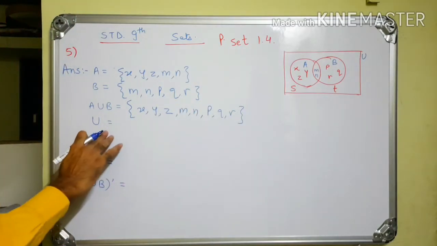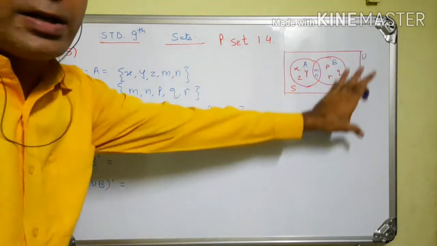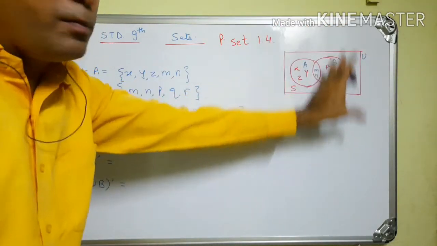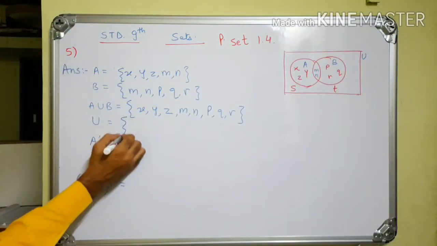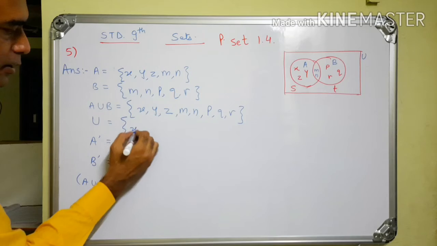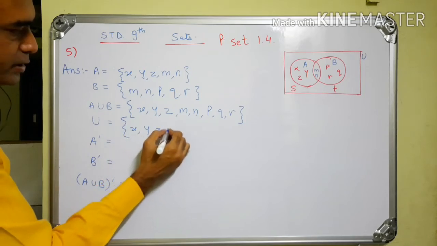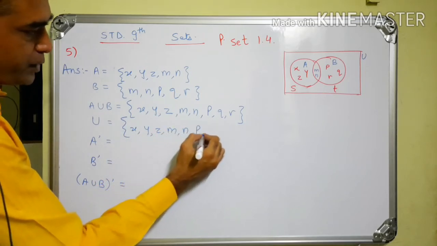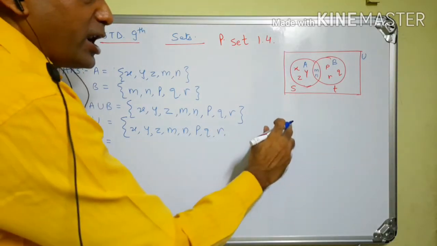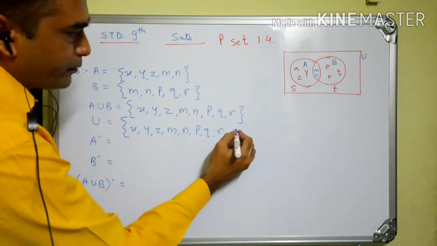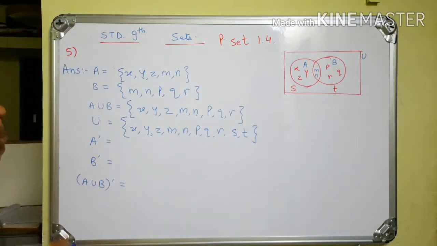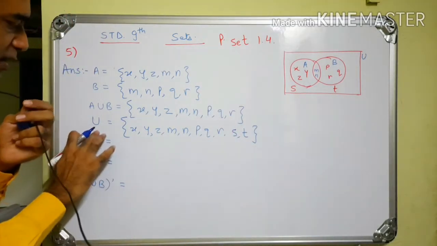Now set U. U means universal set, all the elements in this rectangle box. So first we will write the elements of the union set: X, Y, Z, M, N, P, Q, R, and the other elements are S and T. These are all elements of the universal set.